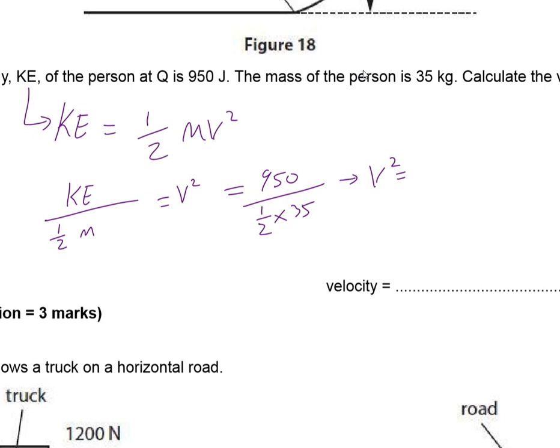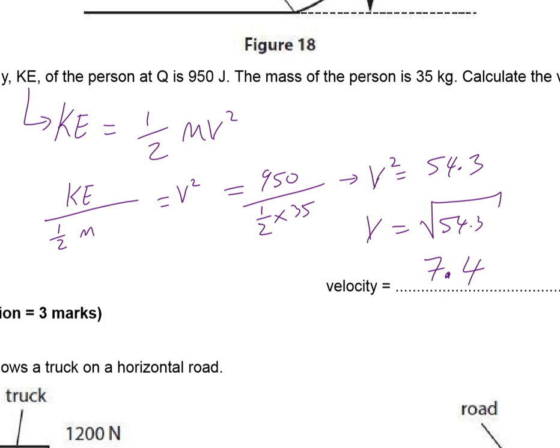So therefore we get 54.3. All we have left now is to do the square root. So therefore v is equal to the square root of 54.3. This will give me 7.4. Let's keep it there. 7.4 is the answer.